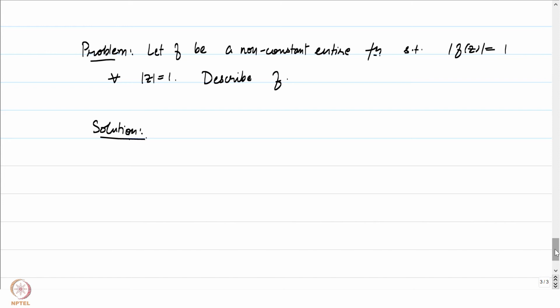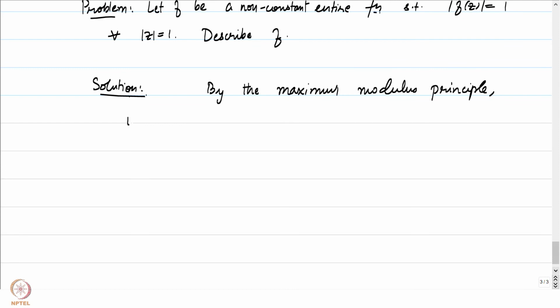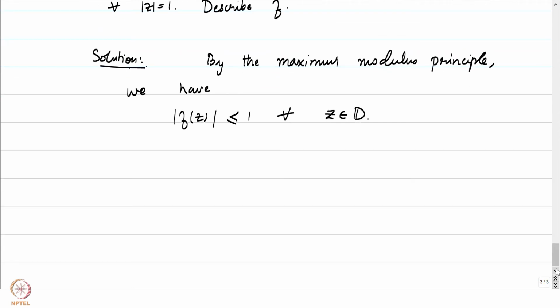The first observation is that by the maximum modulus principle, what do we have? We have absolute value of f of z is less than or equal to 1 for all z in the unit disk, because on the boundary of the unit disk, the compact set K being equal to D bar, we apply the maximum modulus principle and we will be able to conclude this. So f is now going to be a map from D to D. That's precisely what we just concluded.